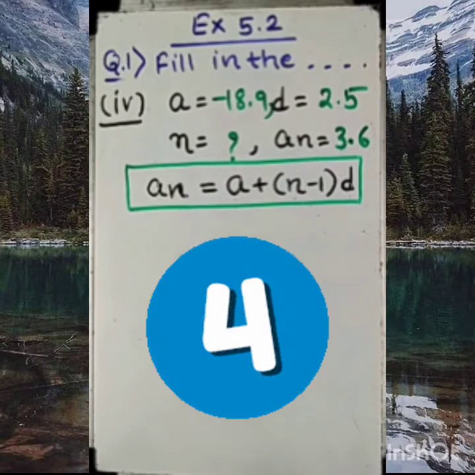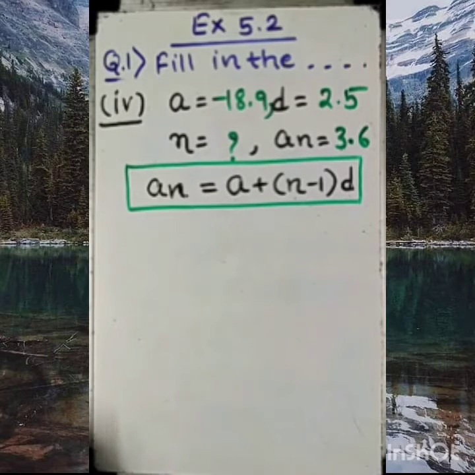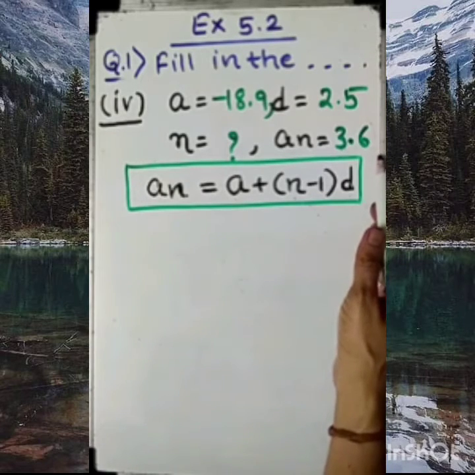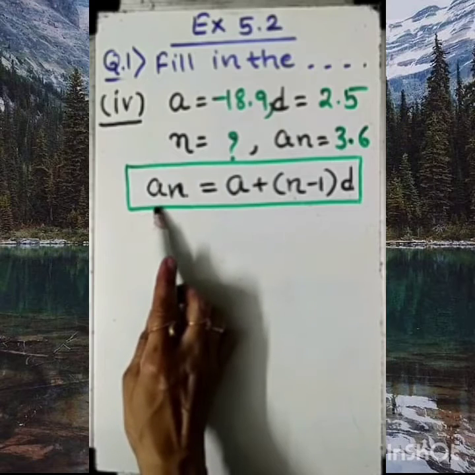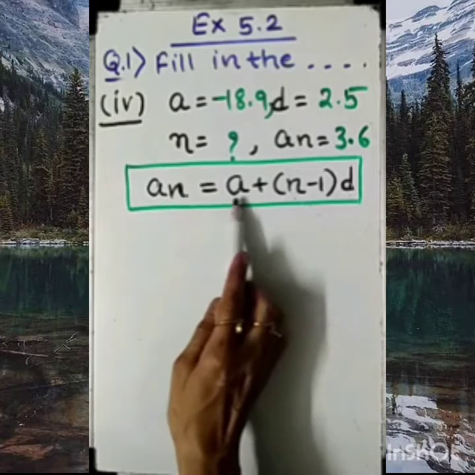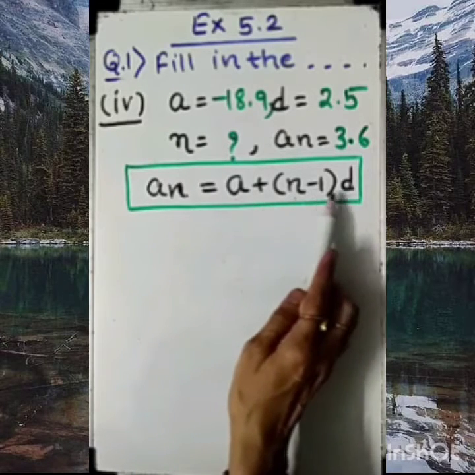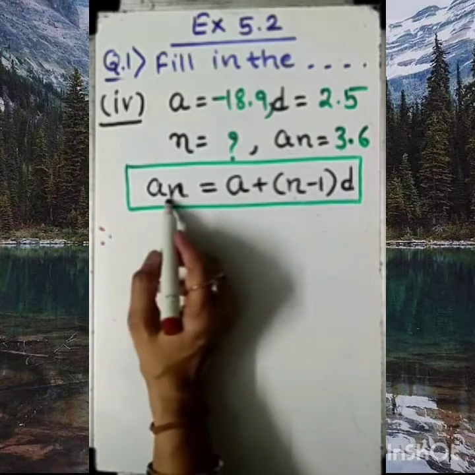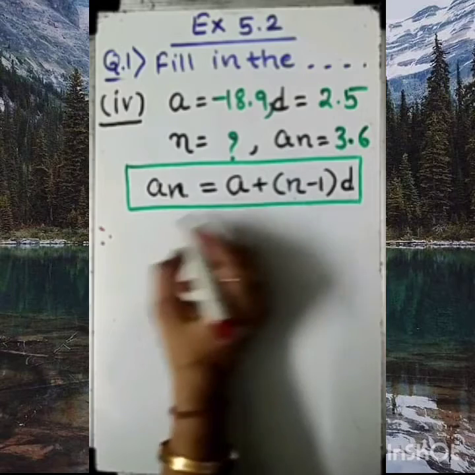So the fourth one which we are given in the table, A equal to minus 18.9, D equal to 2.5 and n is the question mark, and An equal to 3.6. Again we are applying the same formula, An equal to A plus n minus 1 into D.